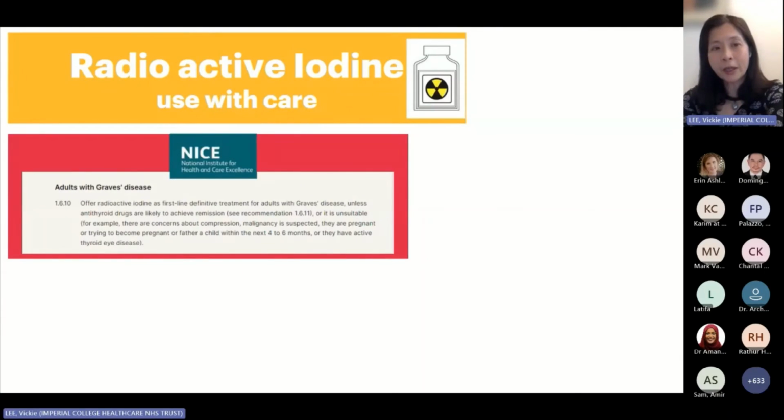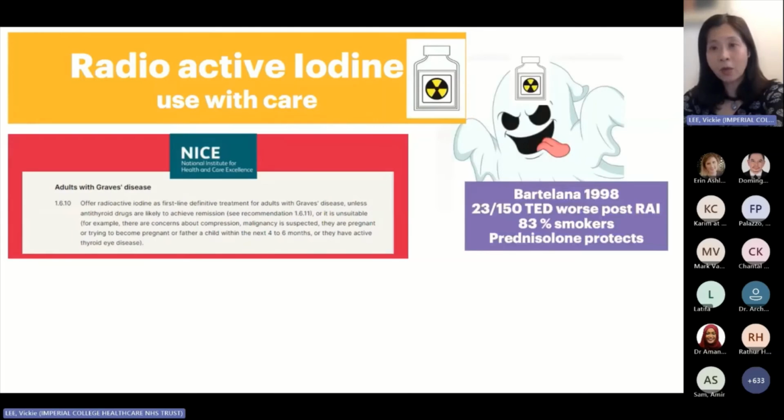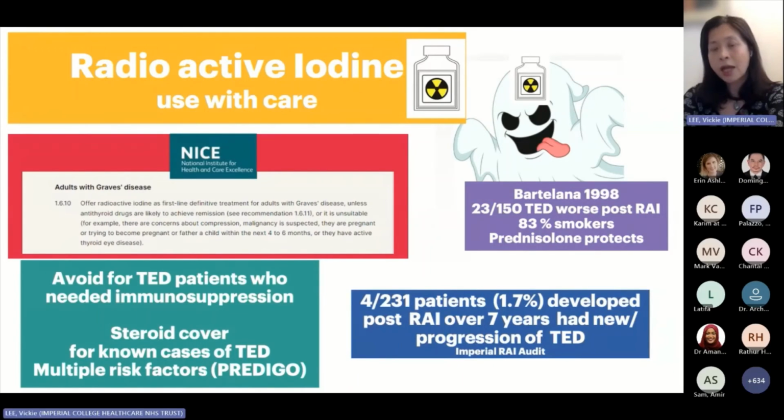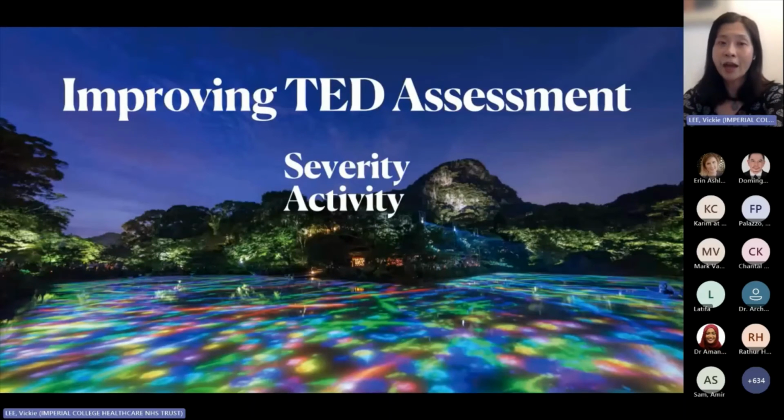So moving on to radioiodine, NICE recommends it as first line. We know since Bartolena's publication in the late 90s that it can precipitate or exacerbate the onset of thyroid eye disease. We tend to have a full-on discussion of all our patients about definitive treatments. We tend to recommend avoiding RAI in patients who had moderate to severe disease needing immunosuppression. And we give steroid cover for patients who are at risk using the Prodigo score. And we found that in the course of the last 7 years, we had a very low percentage of TED exacerbation and progression. So I think use with care.